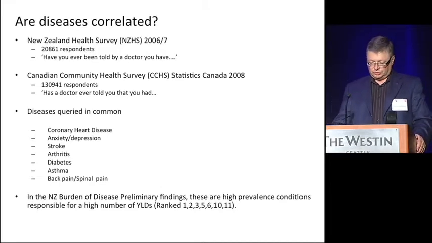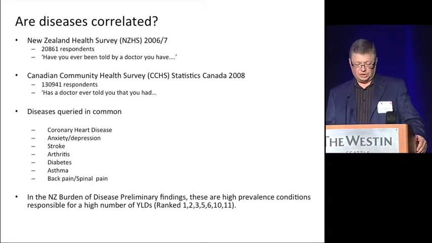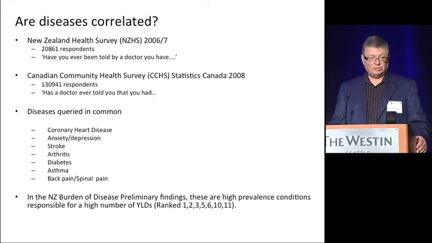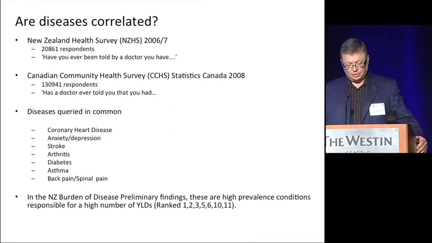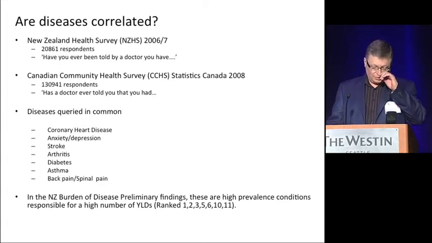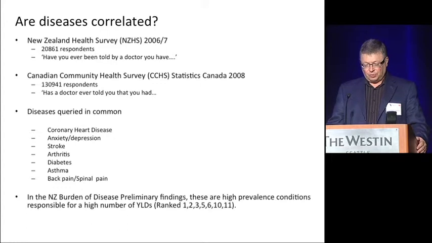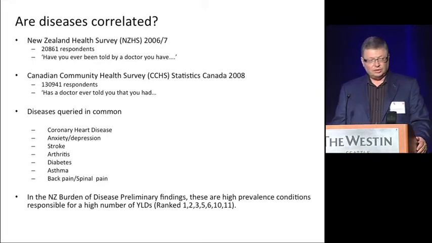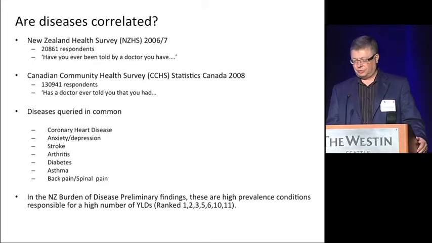We began with 2 health surveys, the New Zealand Health Survey 2006-7, with almost 21,000 respondents, and the Canadian Community Health Survey in 2008, conducted by Statistics Canada, with almost 131,000 respondents. The questions we're concerned about, both of these surveys were quite long, were of course related to suffering of diseases, and they were quite similar, although since the surveys are self-report, the usual caveats apply to the validity of the estimates of prevalence.